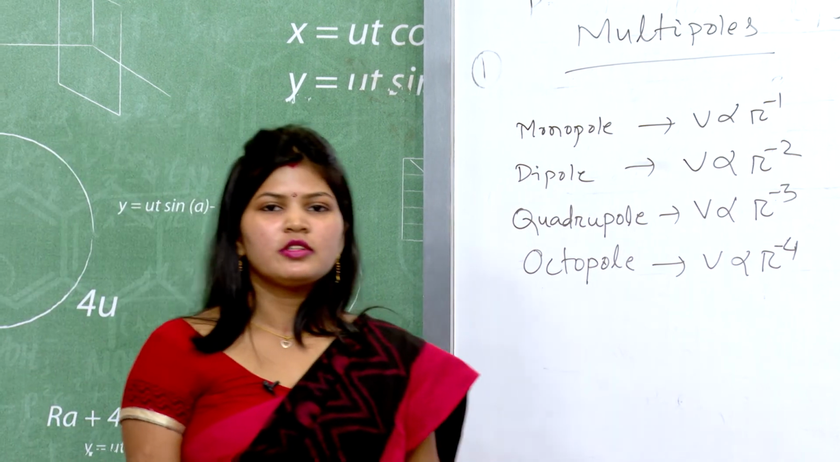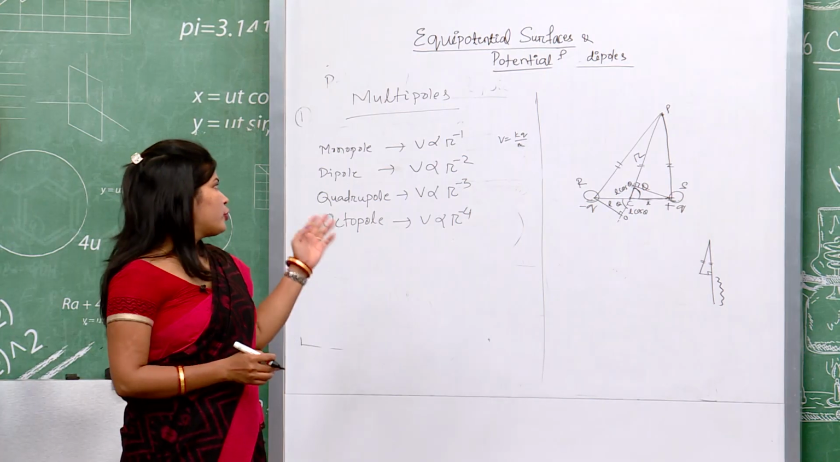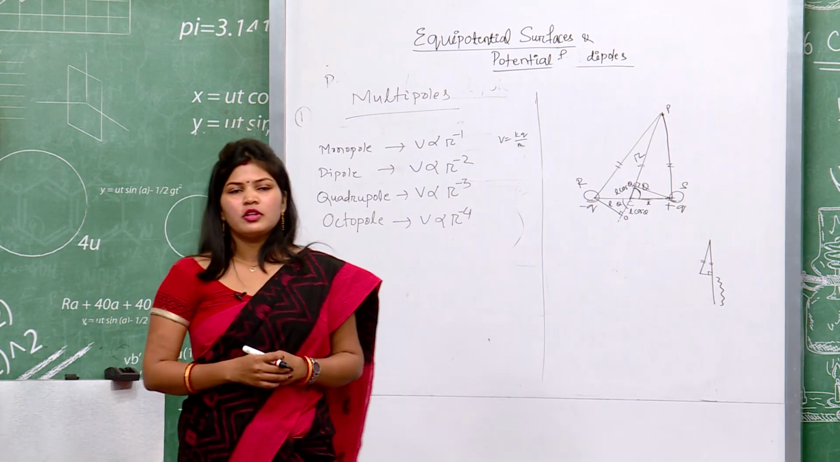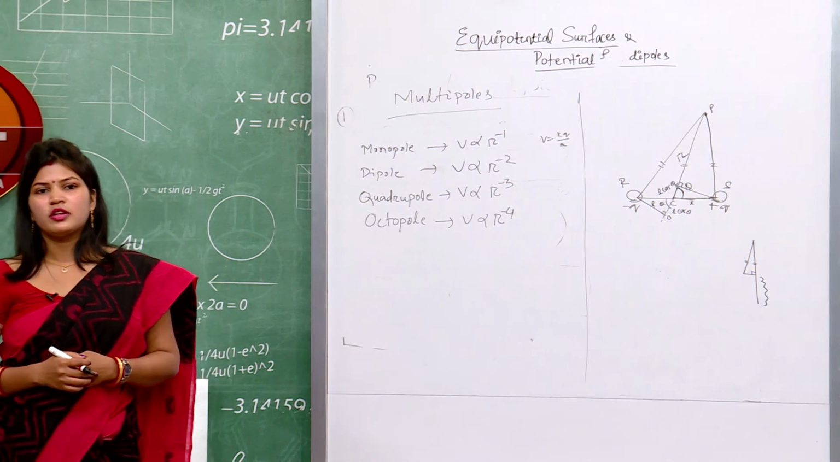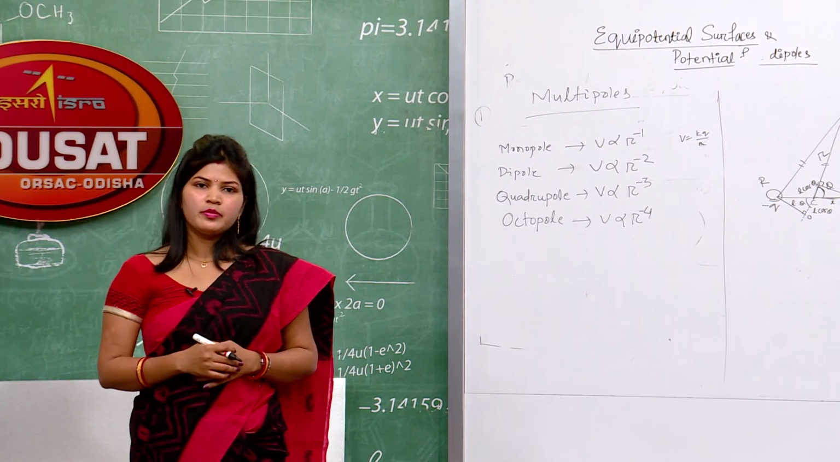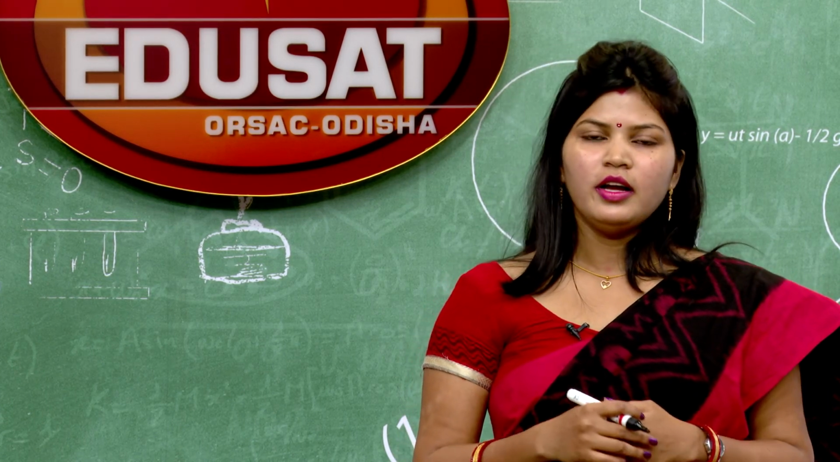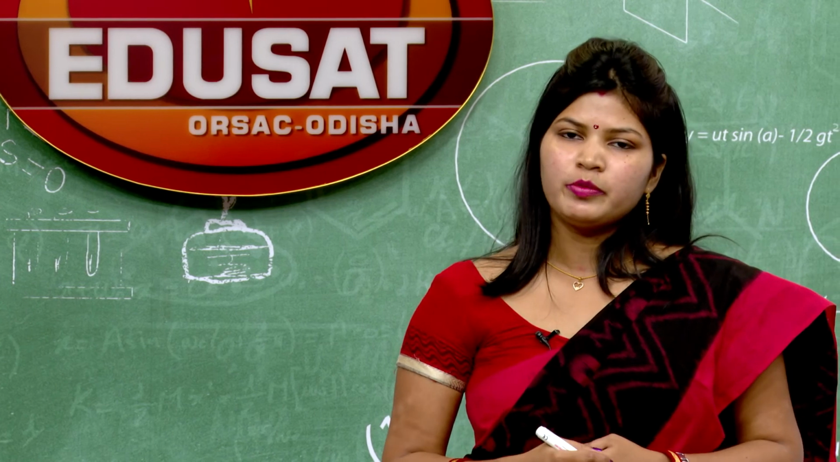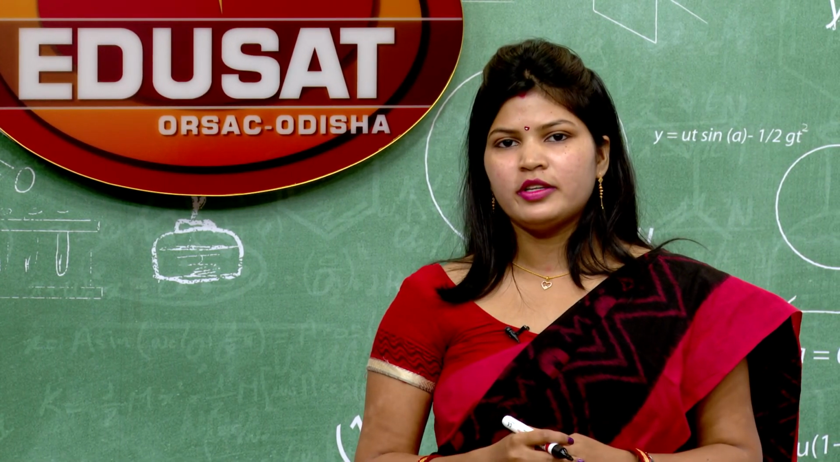So, dear students, today we discussed the potential energy of dipoles and the potential for dipoles, and we saw that at stable equilibrium the potential energy is minimum for a dipole, and at unstable equilibrium the potential energy is maximum for a dipole.